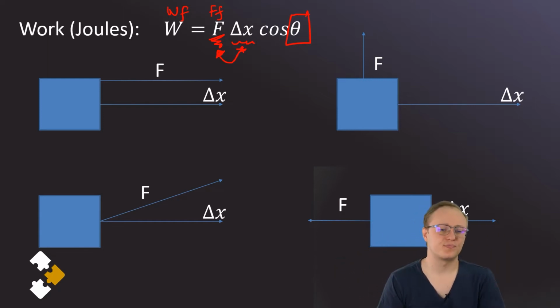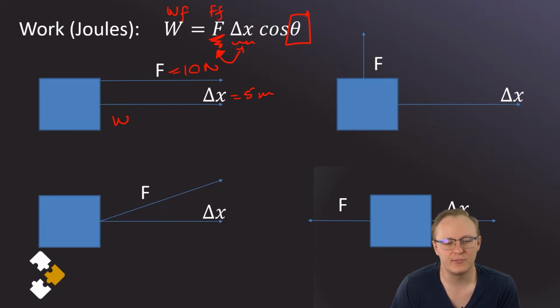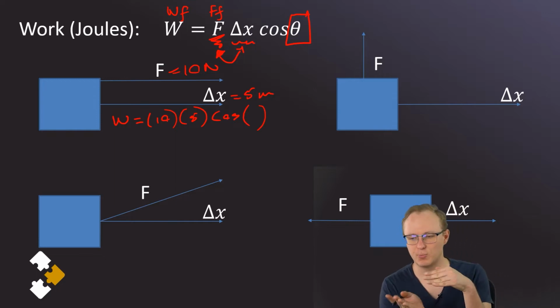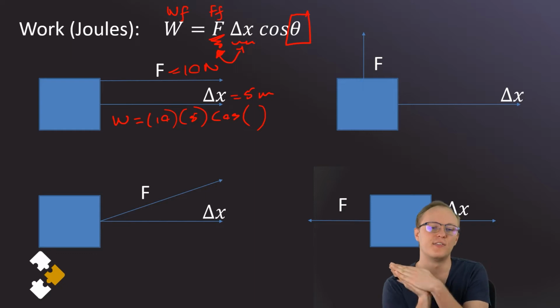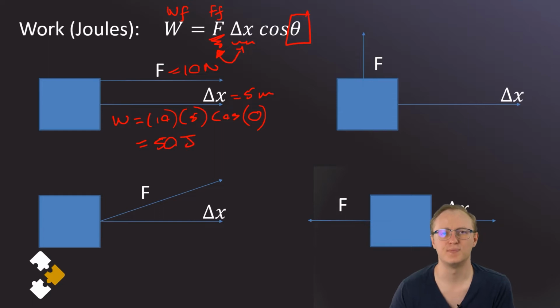Okay, so let's say, for example, we've got this force of 10 newtons and we've got a displacement of, let's say, 5 meters. So to calculate the work done by this force, we've got to go F times the change in x times cos of the angle between these two vectors. Now, if two things are pointing in exactly the same direction, the angle between them is going to be 0 degrees. And cos of 0 is 1, so this is just going to be the 10 times 5, which is 50 joules. Okay, so this force would have done 50 joules of work.